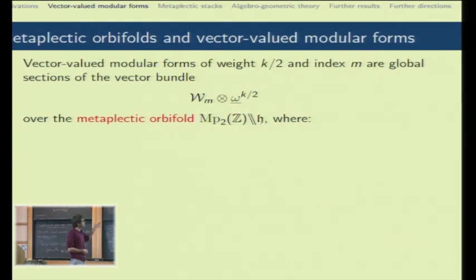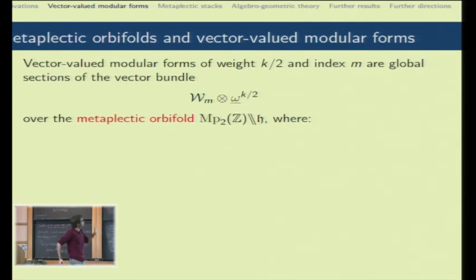Okay, so here's a first sort of geometric point of view on this subject. The way I want to view vector valued modular forms is as sections of a vector bundle, and I'm going to tell you exactly what these terms are: W_m and omega^(k/2), although from the letters it should give you a clue.